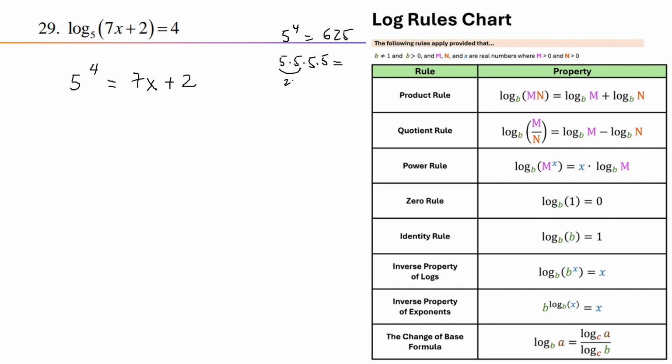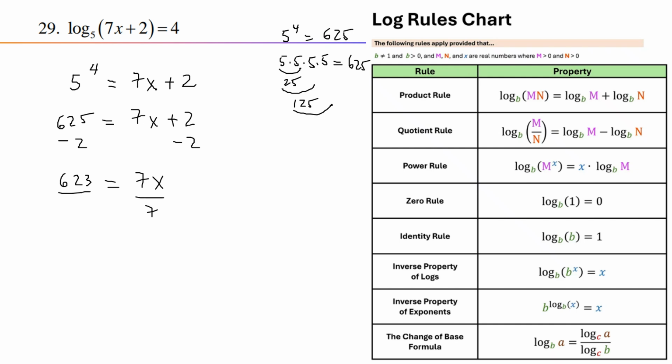So 5 times 5 is 25. 25 times 5 is 125. 125 times 5, finally, is 625. Okay? So this is 625 equals 7x plus 2. Subtract 2 from both sides: 623 equals 7x. Then divide both sides by 7. You have x equals.